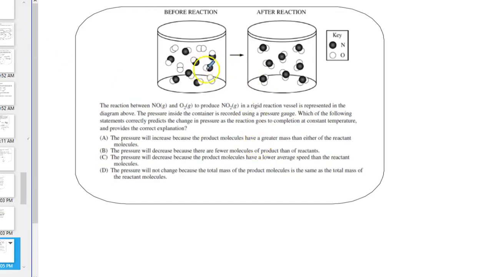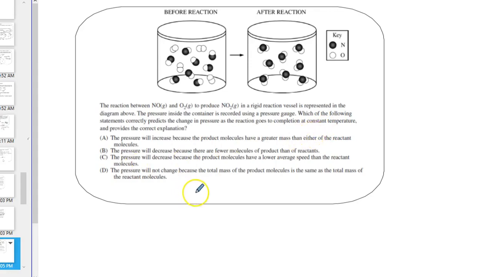Alright, so before reaction, after reaction. Okay, take a moment to give this one a try. So we got a reaction mixture between NO and O2 produces NO2, in a rigid container. And in this situation, it says the pressure inside the container is recorded using a pressure gauge. Which of the following statements correctly predicts the pressure as the reaction goes to completion at constant temperature?